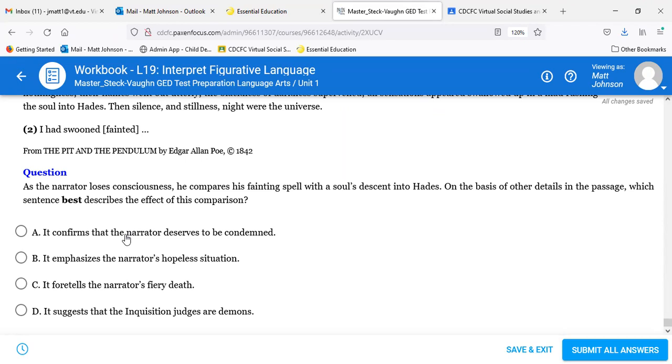Please, what's that word? The last one, D, it suggests that the Inquisition. Inquisition. Yeah. Is it C or D? It's B. It's just emphasizing his hopelessness. Hades, it's like hell, descending into hell. So that's really emphasizing his situation there.